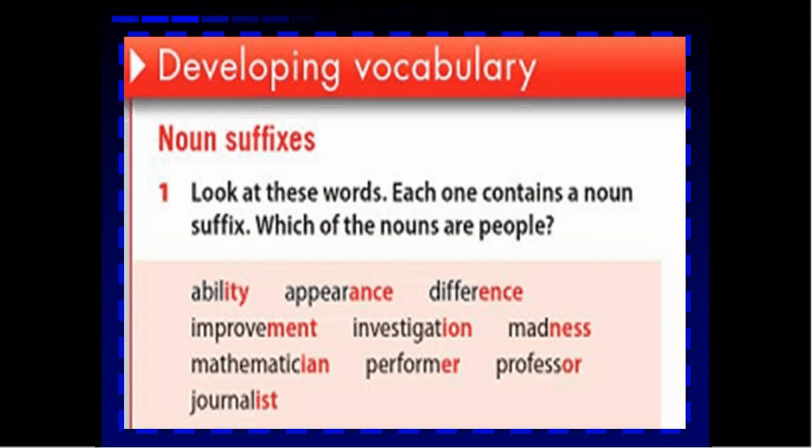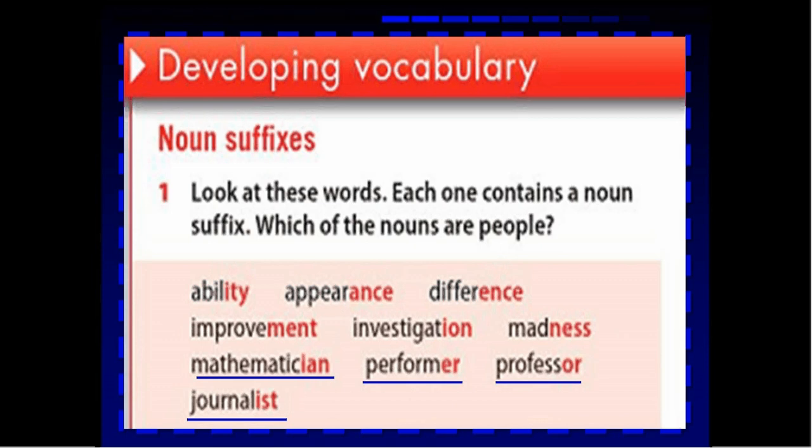Developing vocabulary. Noun suffixes. Look at these words. Each one contains a noun suffix. Which of the nouns are people? From here, we will discover which ones are people. Yes, good. Mathematician, performer, professor. Yes, right. And we also have journalist.